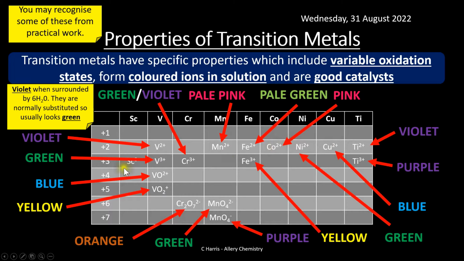Some of these you might not see as much, like your vanadiums, and iron you might see a little bit of. So just be aware of some of these colours here and try to remember them. We will go through some of the equations anyway that you'll probably see quite a bit more.